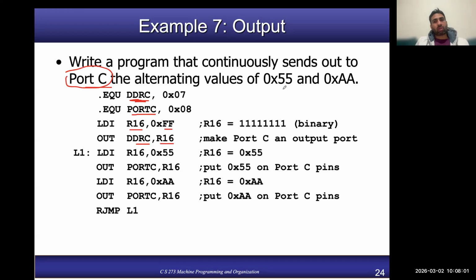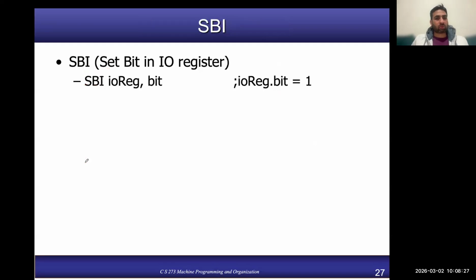After that, we simply need to send the alternating values of 0x55 and 0xAA, right? So we first put 0x55 in R16 and, using the out instruction, we send R16 to port C, and then we put 0xAA in R16 and, using the out instruction, we send R16 again to port C, and we keep repeating this infinitely. Clear to everyone, right? If not, let me know.